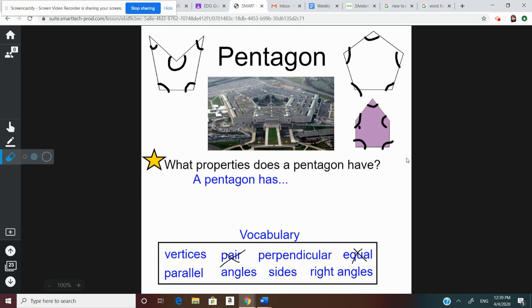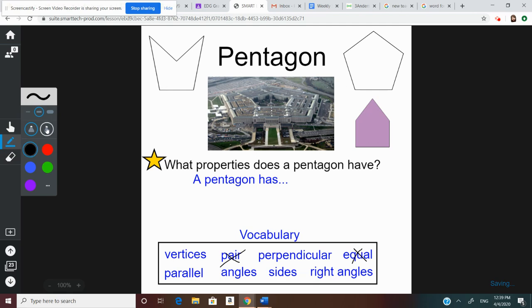So a pentagon is always going to have 5 sides. Pentagons always have 5 angles and 5 sides. That's what makes it a pentagon. What about right angles? Do you remember if we saw any right angles here when we were looking for those perpendicular lines? So these two figures here have no right angles, but this figure does have 2 right angles. There's one right here and one also on this side.